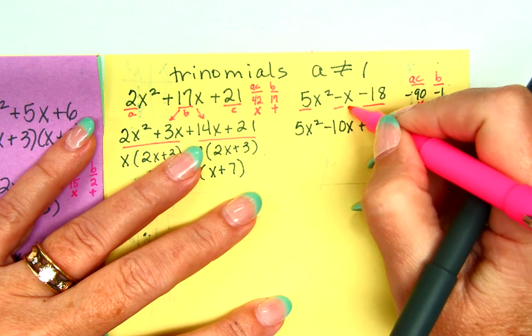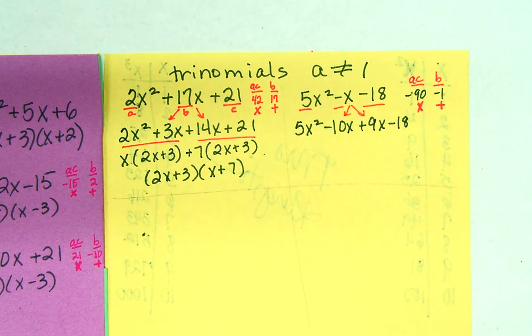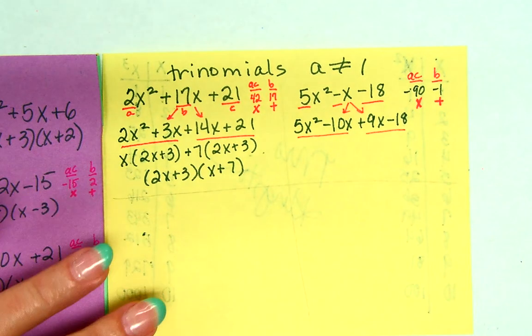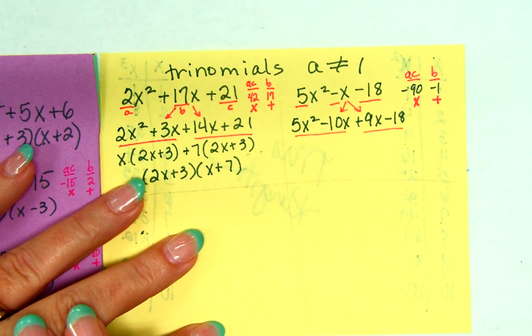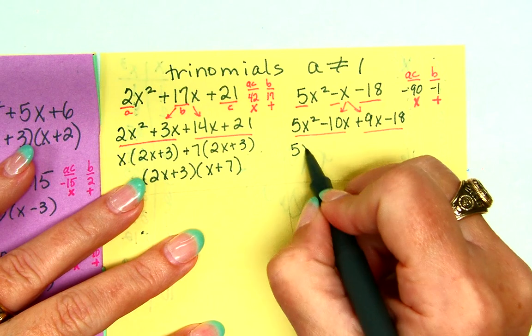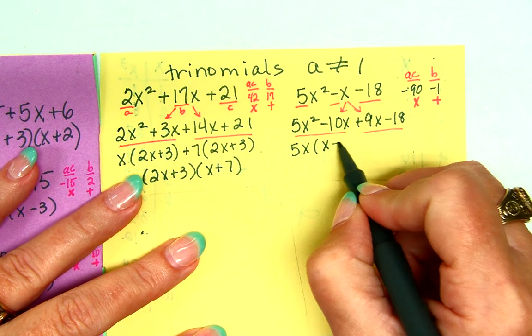Remember, I split that middle term into two parts. Now that there are 4 terms, I'm going to factor by grouping, right? So what's common in the first 2 terms? 5x, right? If I factor out 5x, what's left? X minus 2. Very good.